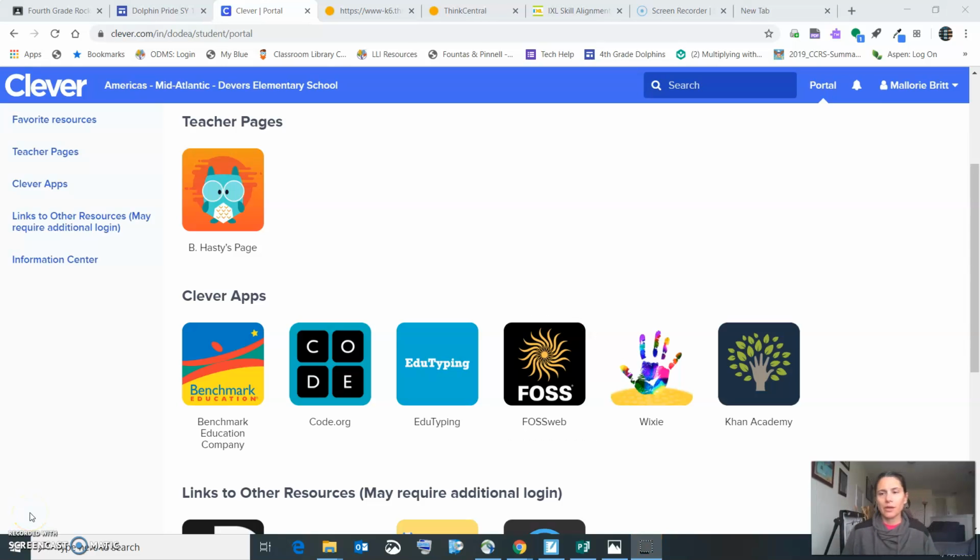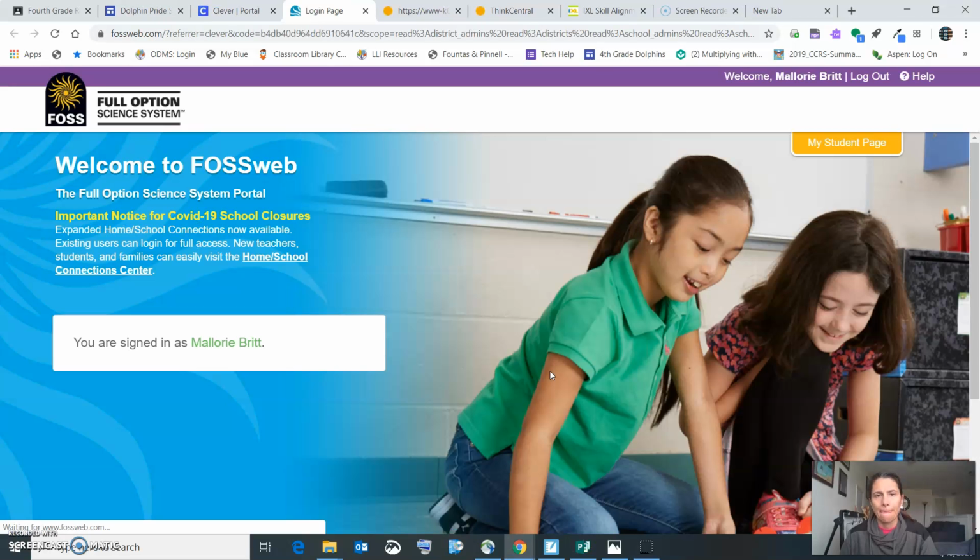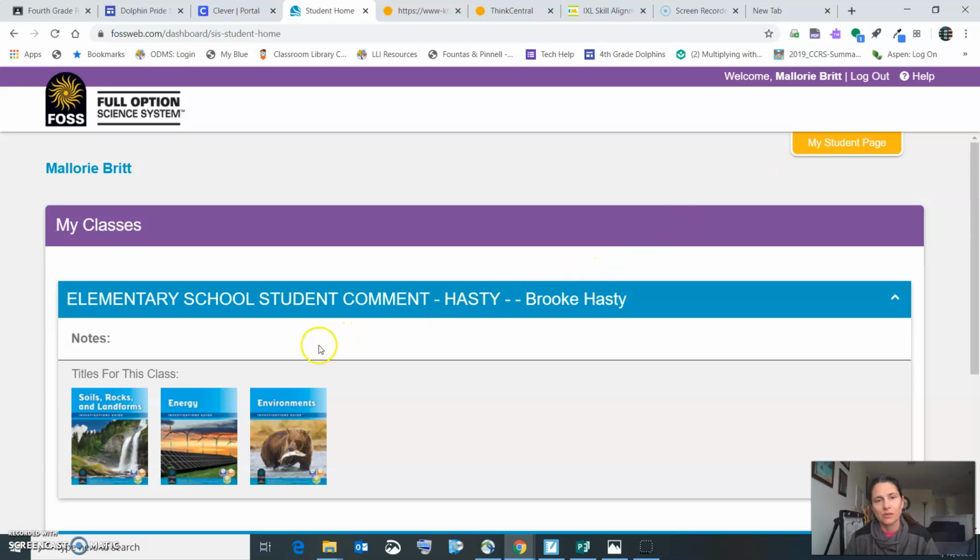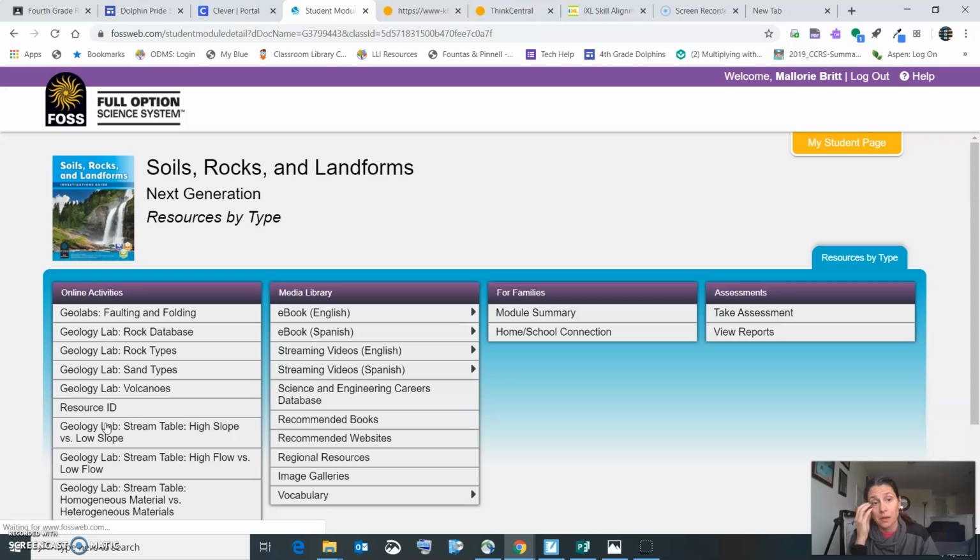Alright, today we're in Clever, and when you're in Clever you go to FOSS, and remember it's going to take a minute. I'm already signed in as Mallory, so if you get to this page and it doesn't show you your books right away, you just have to click on my student page. On my student page then, we're still in Soils, Rocks, and Landforms.